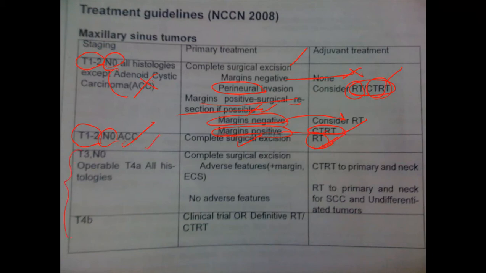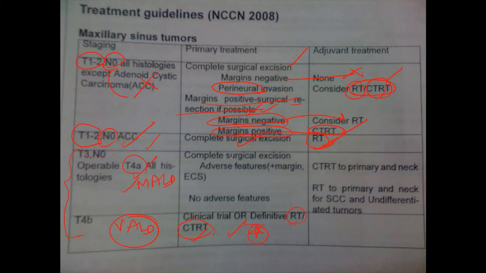As I told you, T3 and T4B, these are all inoperable, with increased difficulty in doing the surgeries. T3 and N0 is operable. T4A, all histologies, if there is a chance for operability. T4A is moderately advanced local disease, I told you. T4B is very advanced local disease. If T4B is there, you have to go for radiotherapy and chemotherapy or radiotherapy. This is the only option. You cannot go for surgery.